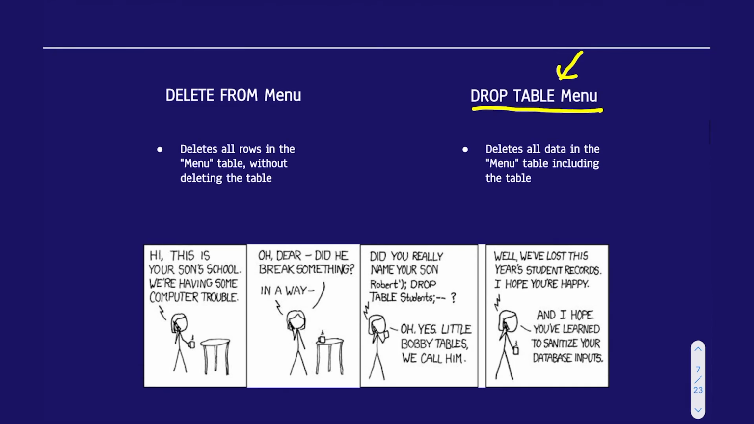Here's this cartoon that I've seen probably 10 times in my CS education where a school calls and they're saying, your son caused some damage. Did they break something? Did you really name your son Robert'); drop table students, where students is probably some sort of table that exists in their database. They say, yes, little Bobby Tables. And then the person on the line says, we've lost this year's school records. I hope you're happy. And they said, I hope you've learned to sanitize your data inputs.